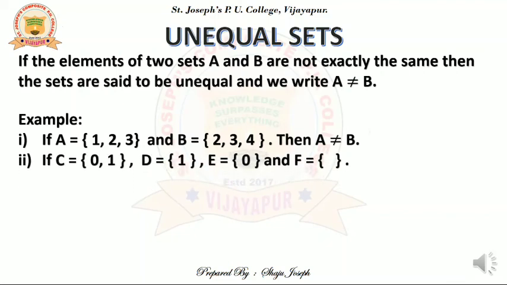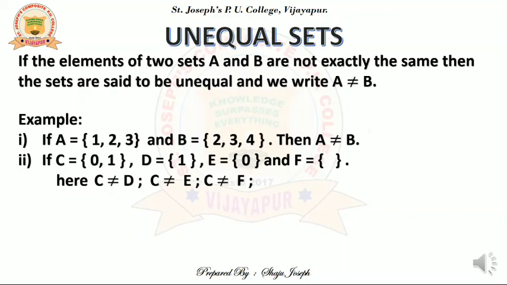If C is a set of 0 and 1, D is a set of 1, E is a set of 0 and F is a null set, then let us compare. There is a bit of confusion that can occur here, so be careful with each comparison. C not equal to D because C contains 0 and 1 whereas 0 is not present in D. If even one element does not appear in another set, automatically those two sets are not equal.